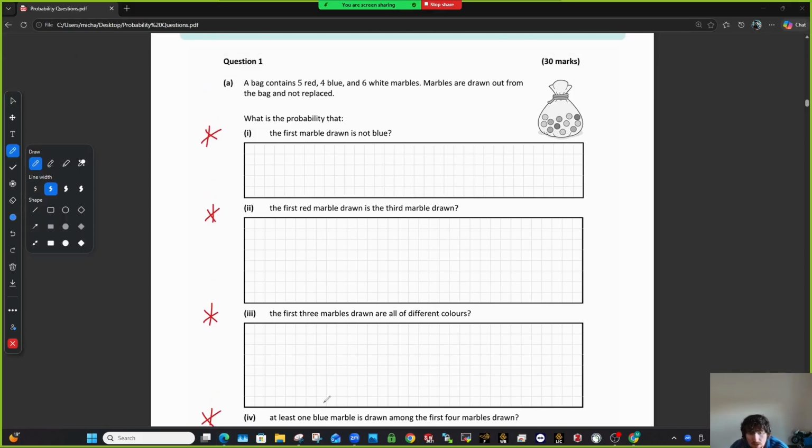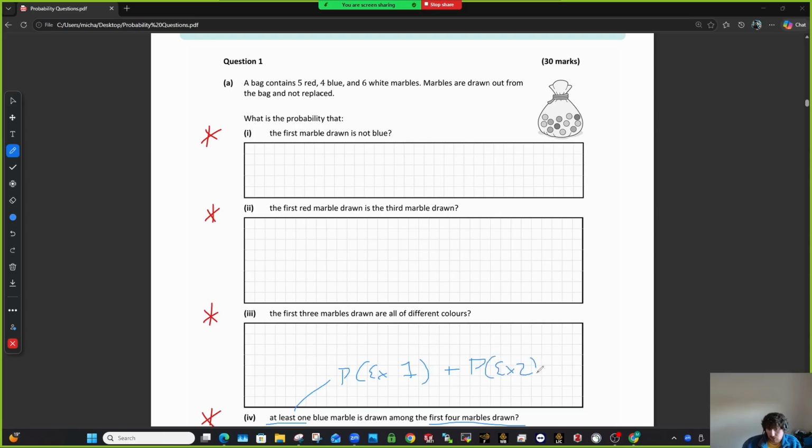No, I can. At least one blue marble is drawn among the first 4 marbles, right? At least one. Okay, so this is a bit of a buzzword in probability. We need to know how to deal with at least one, okay? At least one, when you're drawing 4 marbles, is the same as getting the probability of exactly 1 drawn, plus the probability of exactly 2, plus the probability of exactly 3 blue marbles. Remember, we're drawing 4 marbles, so then there's the last scenario, which is the probability that we drew exactly 4 blue marbles, okay?